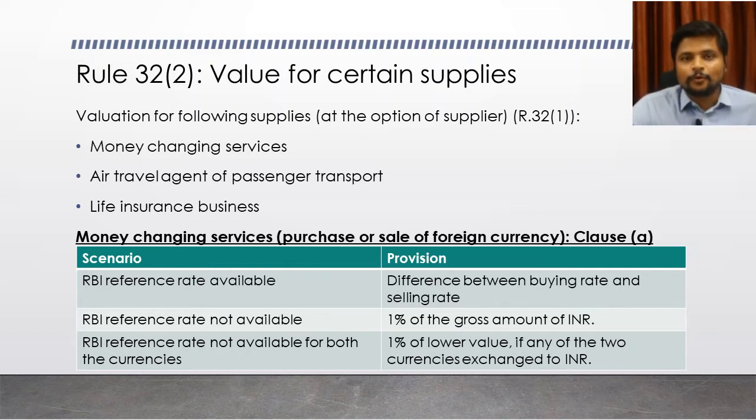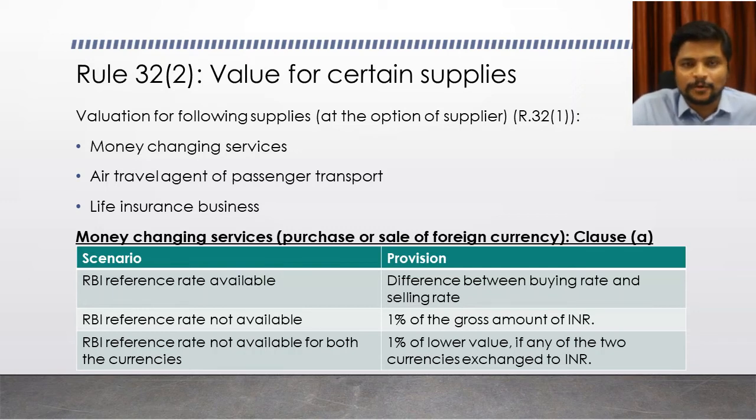For example, you wanted to buy US dollar from India. You wanted to buy US dollar and you wanted to pay in some other currency. For example, Japanese yen. You wanted to pay Japanese yen and buy US dollar. Both these currencies are foreign currency in India. In that case, how the valuation has to be done? In that case, 1% of lower value if any of the two currencies exchange into INR.